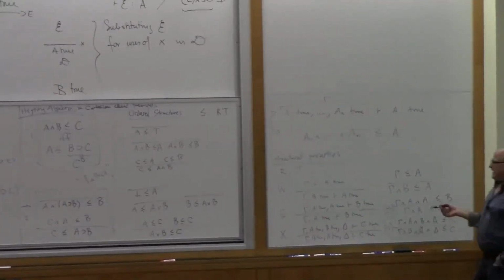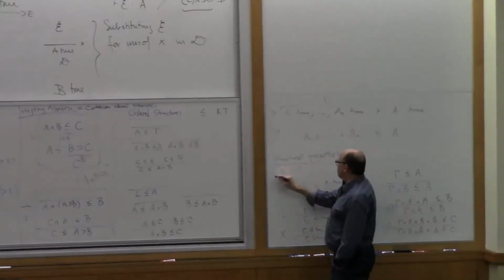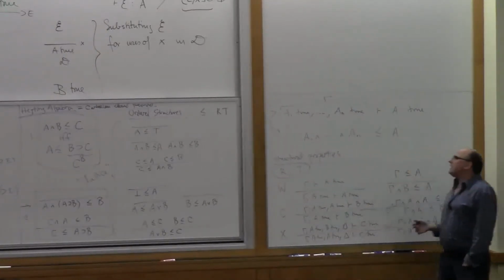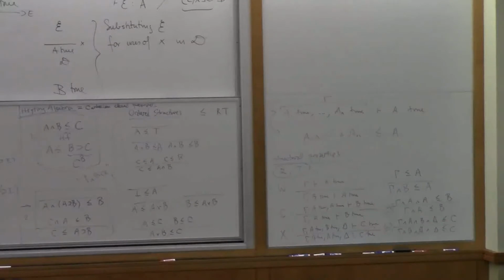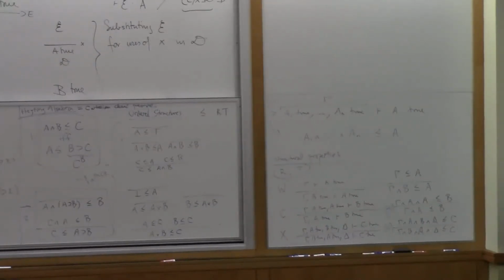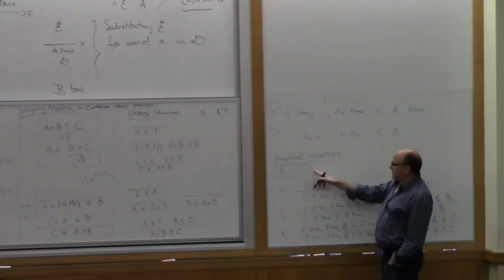I claim you don't have anything even remotely sensible unless you have a preorder. If you're going to have any notion of entailment at all, it has to be reflexive and transitive. Otherwise, I don't know what we're talking about. That's why the axioms of a category only assume identities and composition. If you don't have that, it seems not very interesting. So you have to have reflexivity and transitivity.